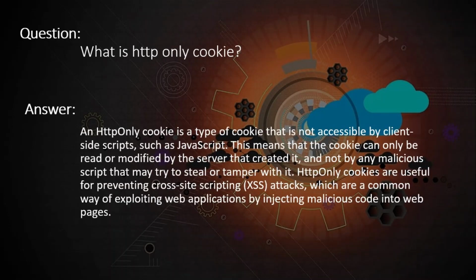What is HTTP-only cookie? An HTTP-only cookie is a type of cookie that is not accessible by client-side scripts, such as JavaScript. This means that the cookie can only be read or modified by the server that created it, and not by any malicious script that may try to steal or tamper with it. HTTP-only cookies are useful for preventing cross-site scripting (XSS) attacks, which are a common way of exploiting web applications by injecting malicious code into web pages.